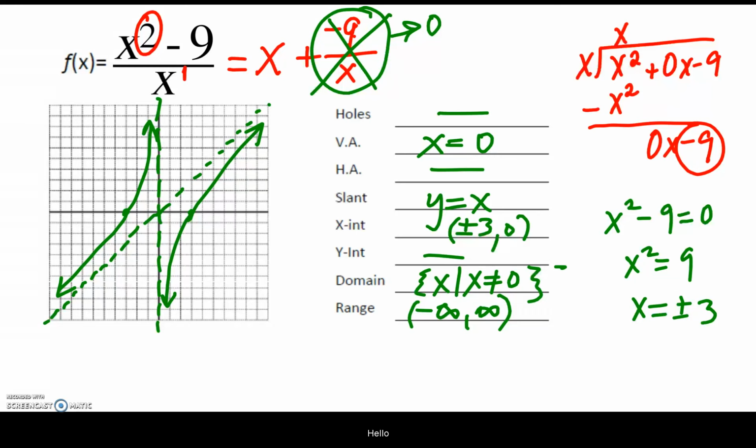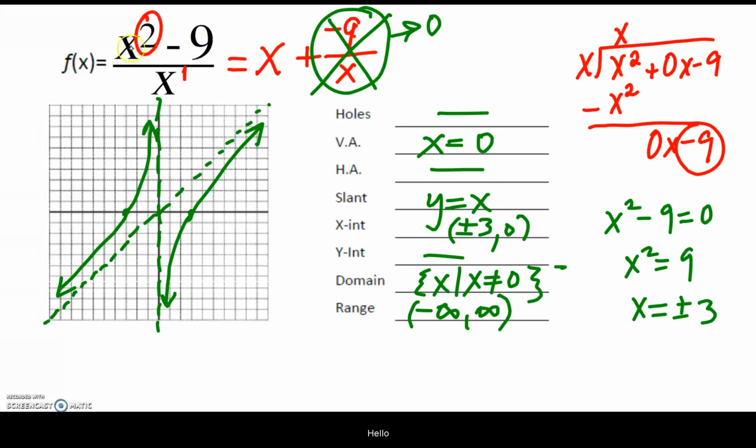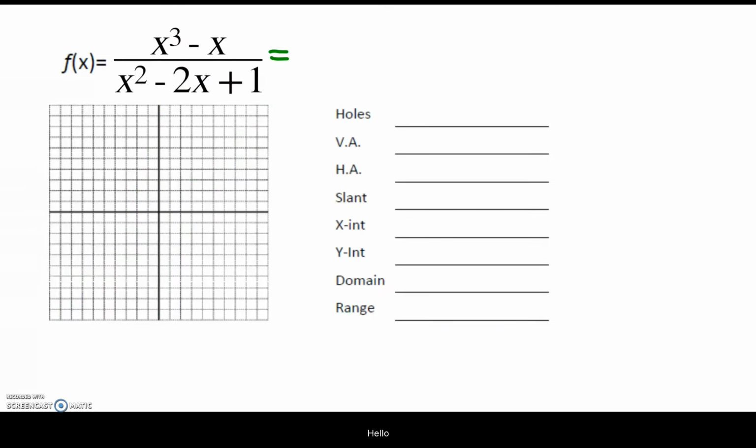Okay, let's try the next one. This one's a little more complicated, but again, we notice that the degree of the numerator is greater than the degree of the denominator. So we know that there is going to be a slant asymptote. On this one, let's go ahead and factor the numerator and denominator. I probably should have done that over here as well, but this denominator was so simple that I knew there wasn't going to be a common factor. So here, let's do that step.